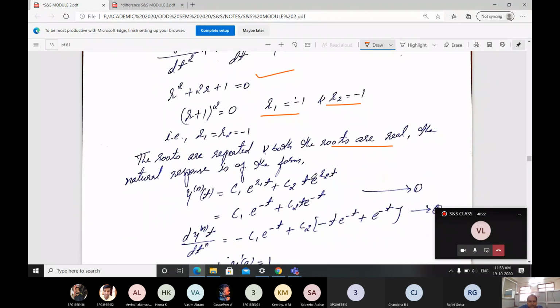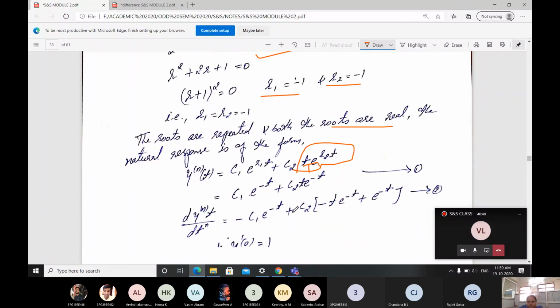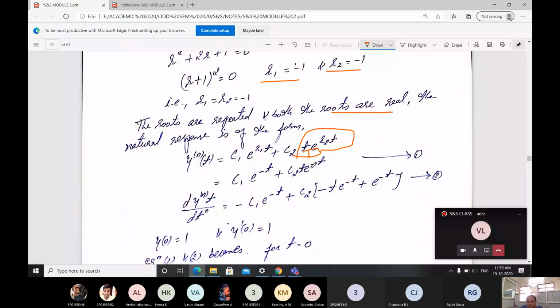Therefore the natural response is, observe here, yn of t is going to be equal to c1 e power r1 of t plus c2 t e raised to r2 of t. You will get an extra t here if it is real repeated roots. Substitute for r1 and r2 here. After substitution of r1 and r2, we will get c1 e power minus t plus c2 t into e raised to minus t.